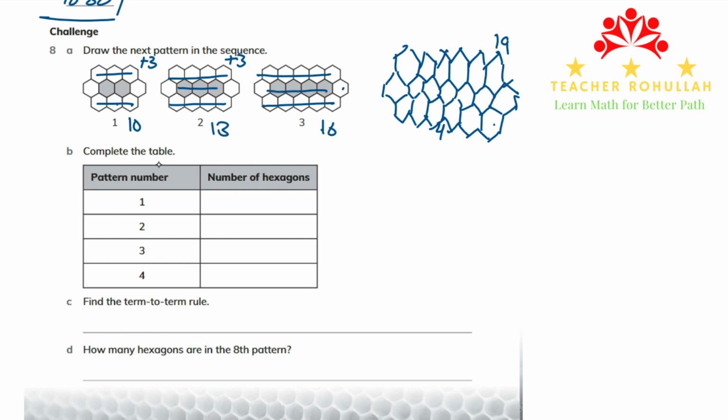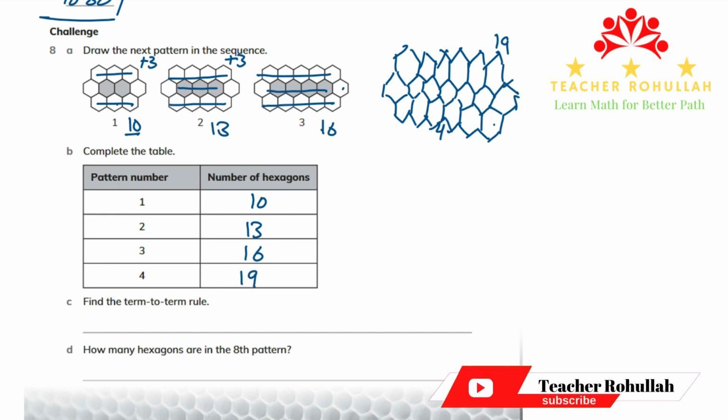Part B says complete the table. Pattern number, we have number 1, number 2, number 3, number 4, and we have numbers of hexagon. In pattern number 1, we have 10 hexagons. In pattern number 2, we have 13 hexagons. Number 3, we have 16 hexagons, and number 4, we have 19 hexagons, which is now done.